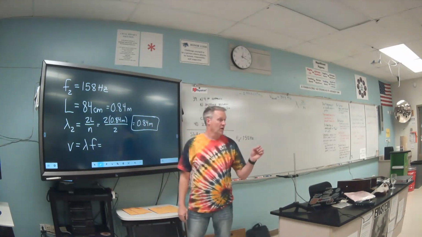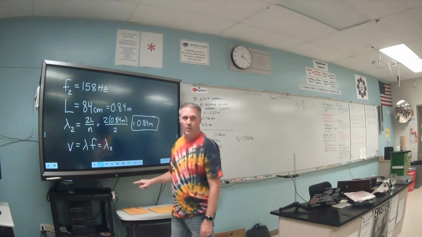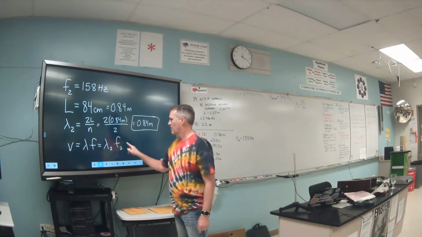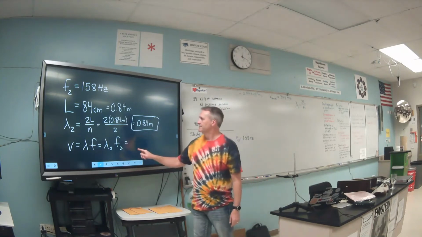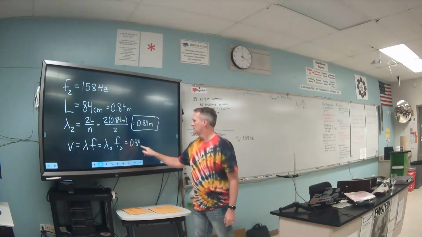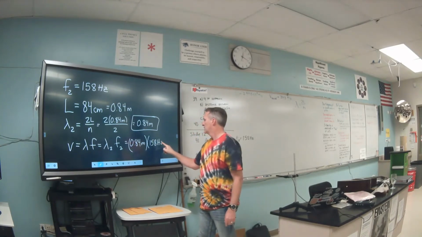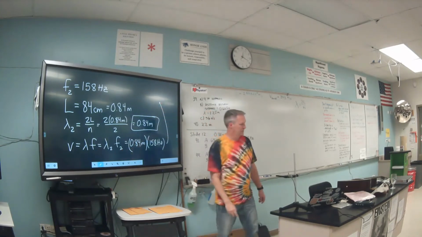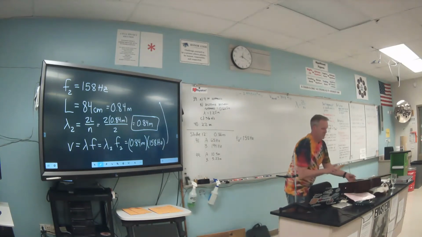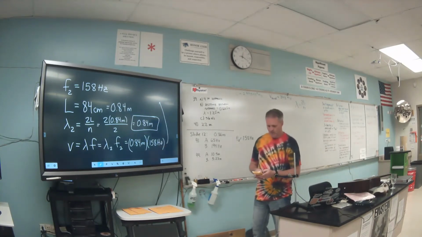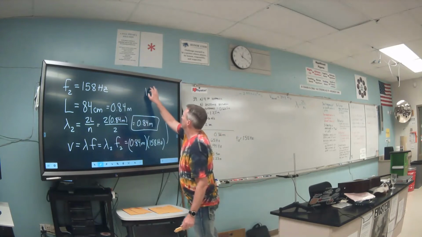Here's the thing I want to make a strong point of while I'm showing you this answer. Because I'm using the second harmonic wavelength, I've got to use the second harmonic frequency. You've got to make sure you match up the numbers. So 0.84 meters times 158 hertz is... I ran out of room. 0.84 times 158, I get 132 meters per second.